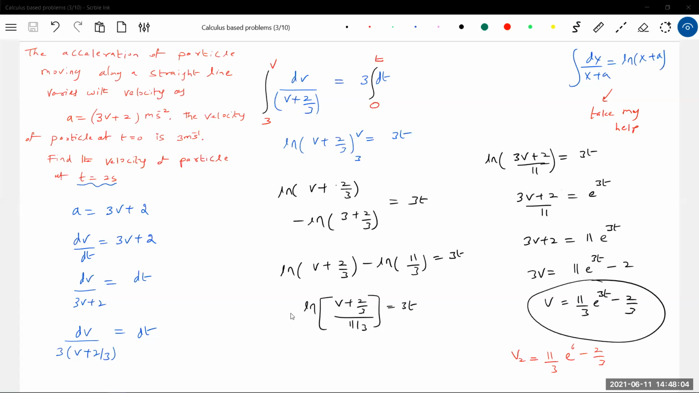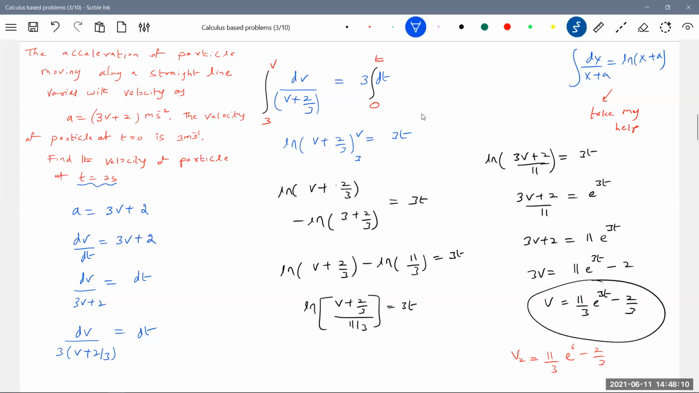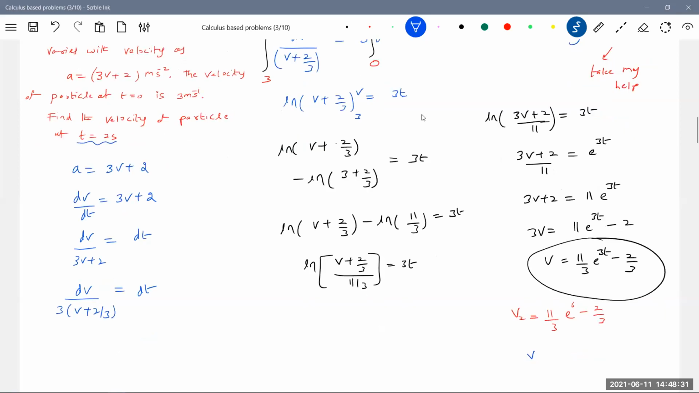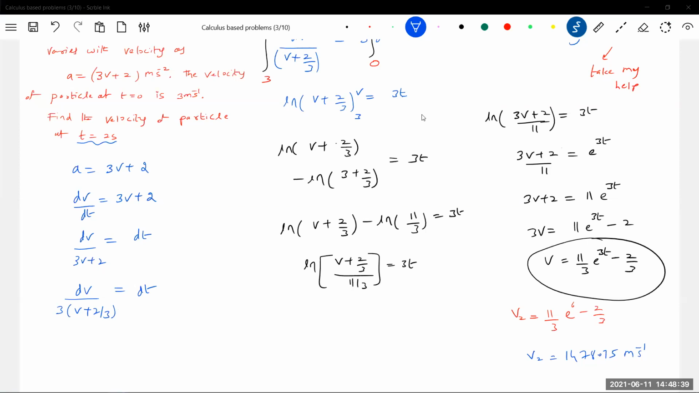Sir, one doubt I'm having. You got ln of v plus 2 by 3 is equal to 3t, no, sir? Then you substituted the limits, sir. Okay, sir. The value is 147857. Okay, thank you.